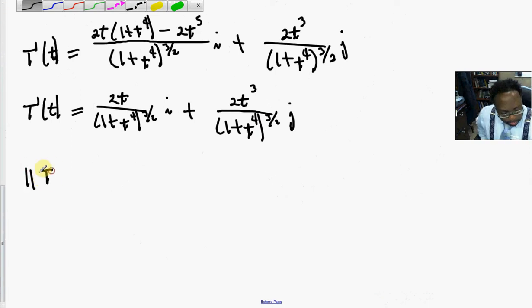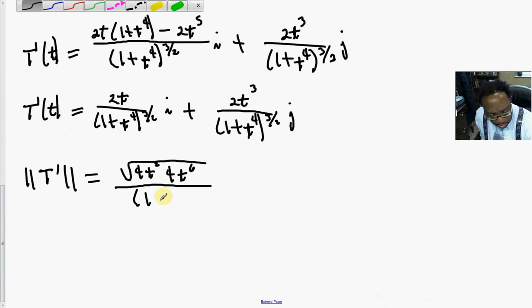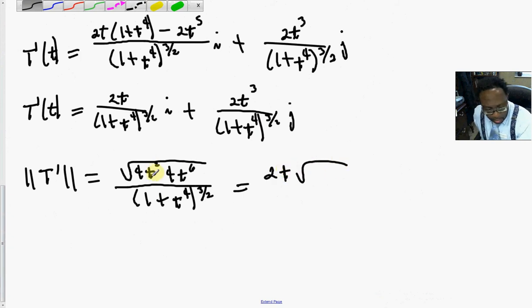So the norm of T prime, can I just write it like that? Is the square root of 2t squared is 4t squared, and 2t to the 3rd squared is 4t to the 6th, divided by this common term 1 plus t to the 4th, the 3/2 power. You can factor out a 4. The square root of 4 is 2. You can factor out t squared. The square root of t squared is t. You have left 1 plus t to the 4th.